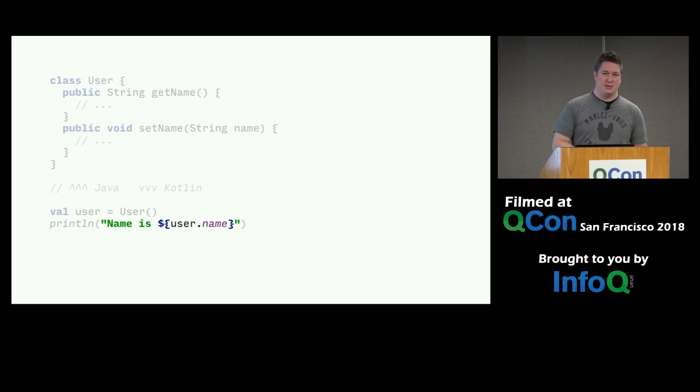There's string interpolation, something Java doesn't have, to allow you to more easily mix and match string literals with variables. And then if you just want to print the toString of an object, you can just reference it like that.